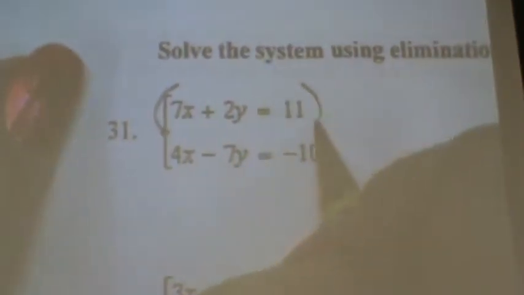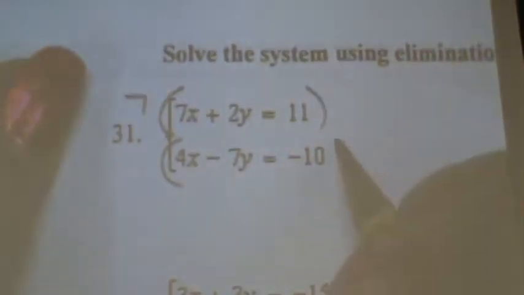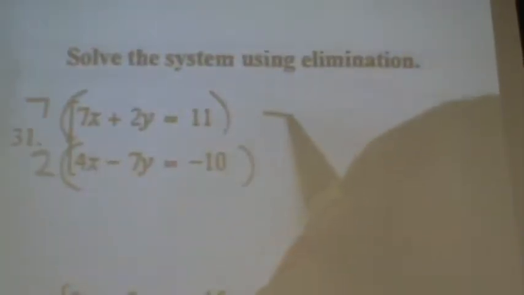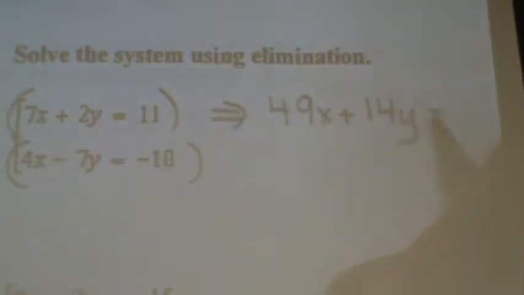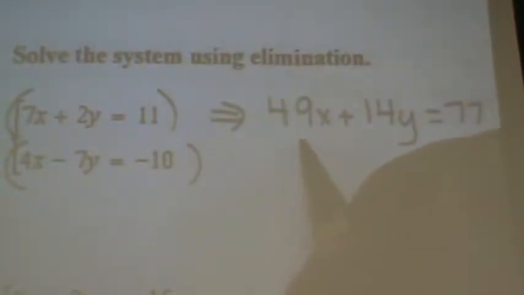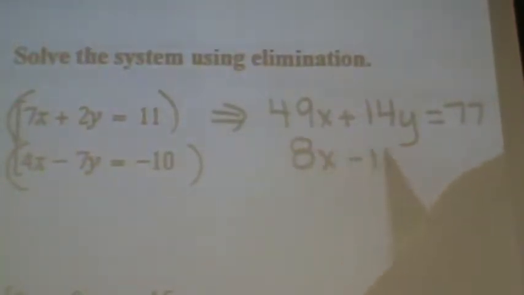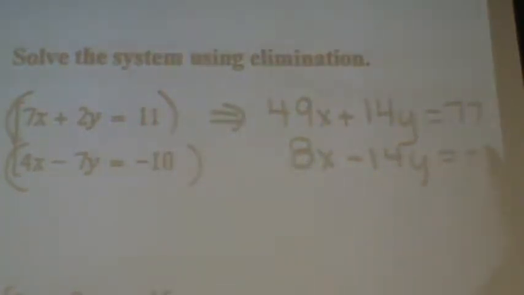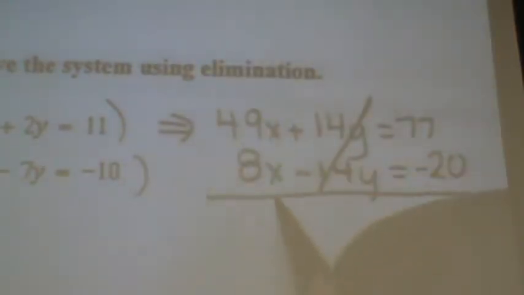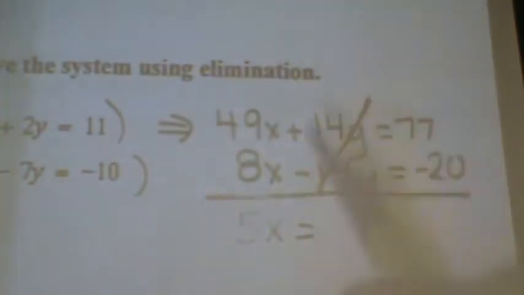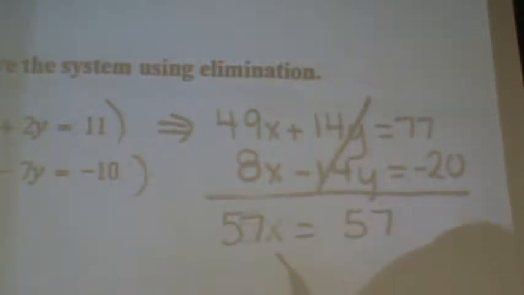The game plan for me is to multiply the top by 7 and the bottom by 2. Why? 14. Yep, you're going to get 14s right here. So what you have here, 29x plus 14y equals 77, and then 8x minus 14y equals negative 20. You add them down, they cancel, you get 57x equals 57 and x is 1.